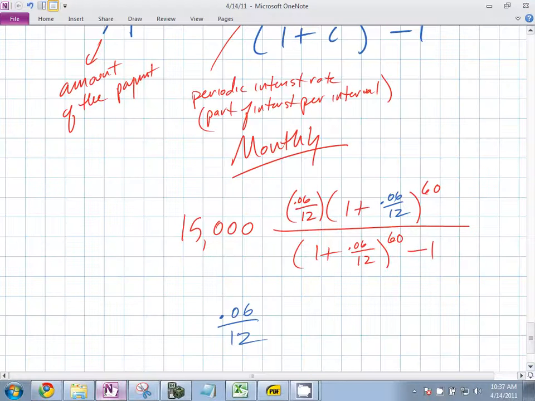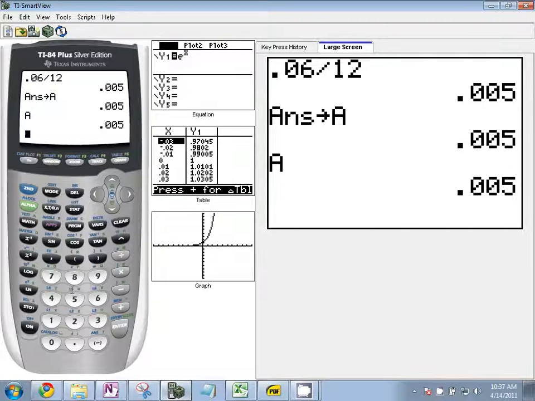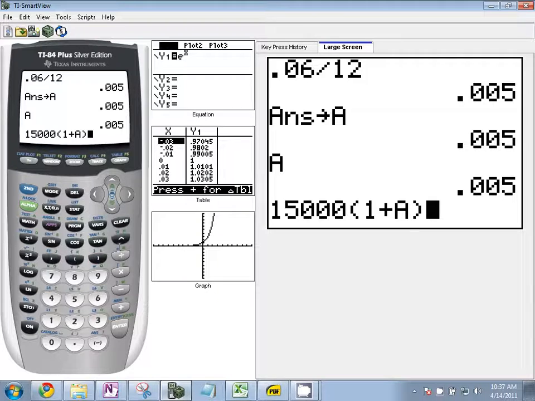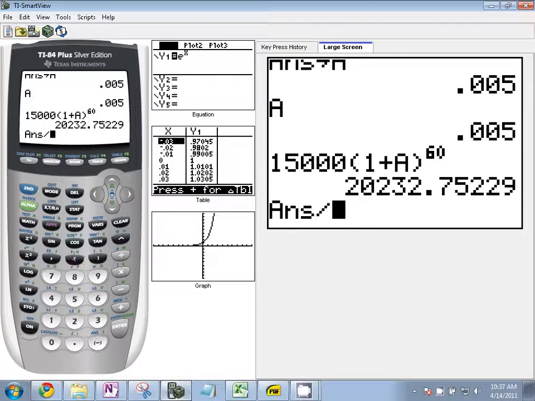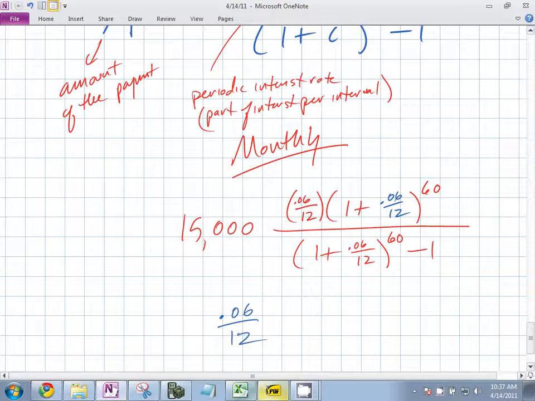So what am I going to type out now? 15,000. You just need to remember your formula. Let's do the top first. So 15,000 times what? 1 plus alpha A to the what power? I'm going to press enter on that, and I'm going to divide it by. What am I dividing it by? And there's that minus 1 at the end, so I need to make a parenthesis.